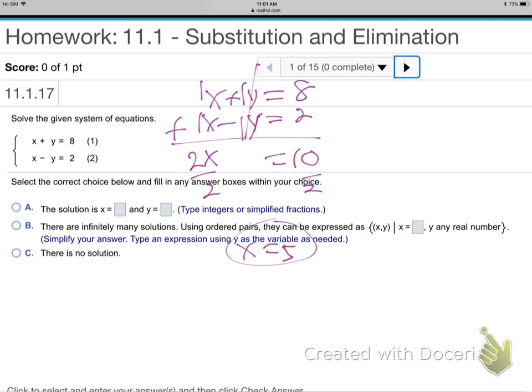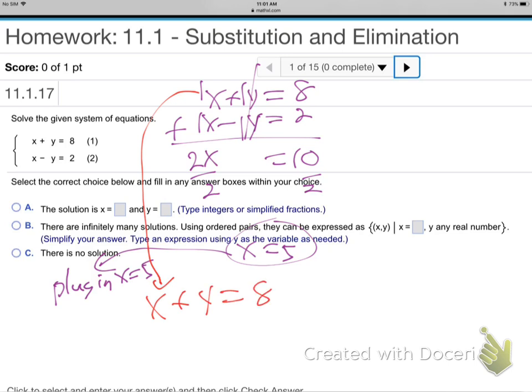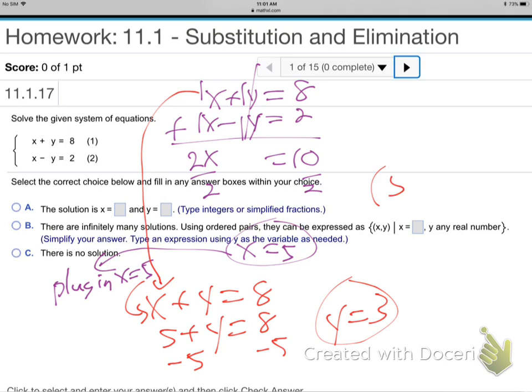Now we have x. Now we just plug it in to find y. So x is 5. Plug in x is 5 wherever you want. Either equation, doesn't matter. I'll just grab the first one. X plus y is 8. Plug in the x is 5. 5 plus y is 8. Subtract 5. Y is 3. We got the answer is 5, 3.